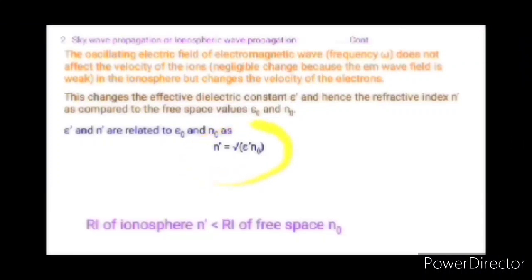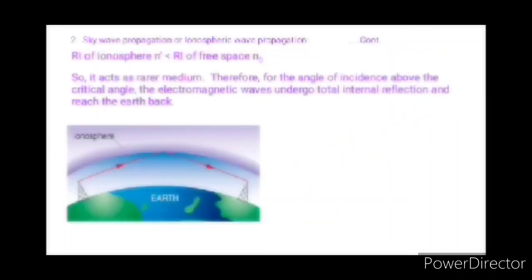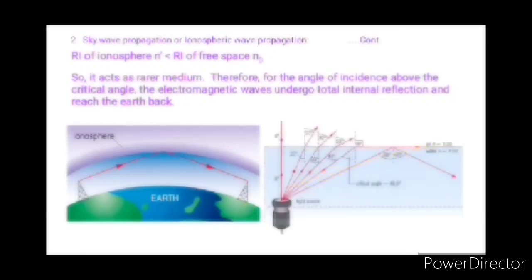Here we can see that the value of eta dash will depend upon the value of n and omega. From this we can conclude that the refractive index of the ionosphere is less than the refractive index of free space, as a result of which the ionosphere acts as a rarer medium. Therefore, for an angle of incidence above the critical angle, the electromagnetic waves undergo total internal reflection and reach back to the Earth, as in the case of air and water. This is the denser medium and this is the rarer medium. Above the critical angle, the rays will be reflected back in the denser medium only.